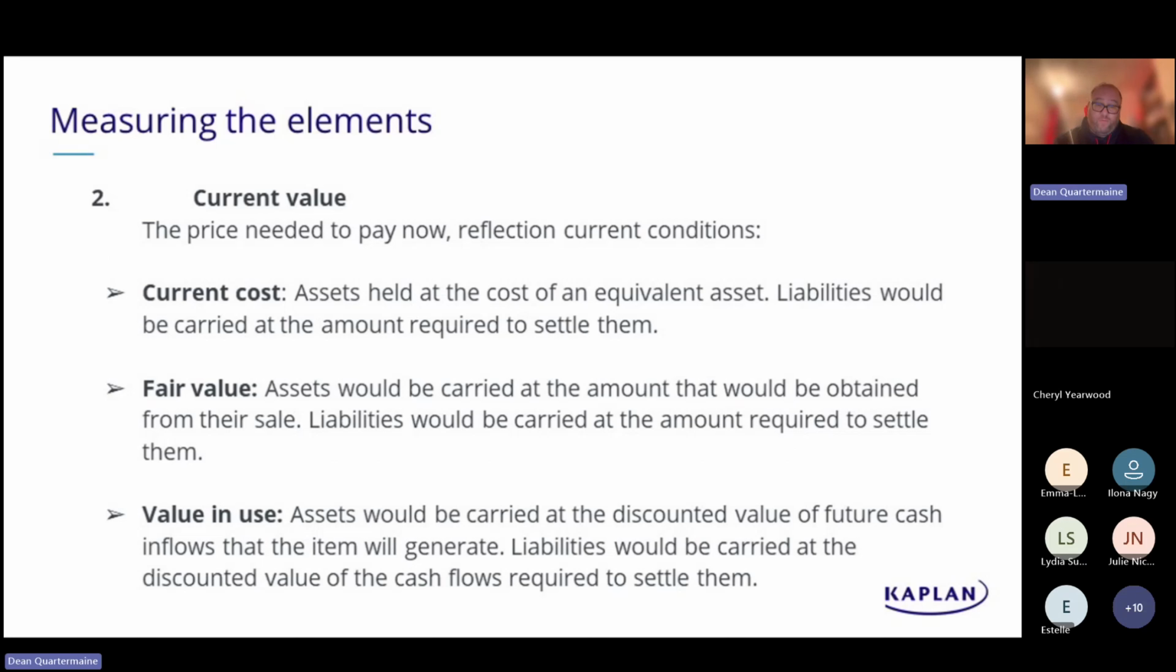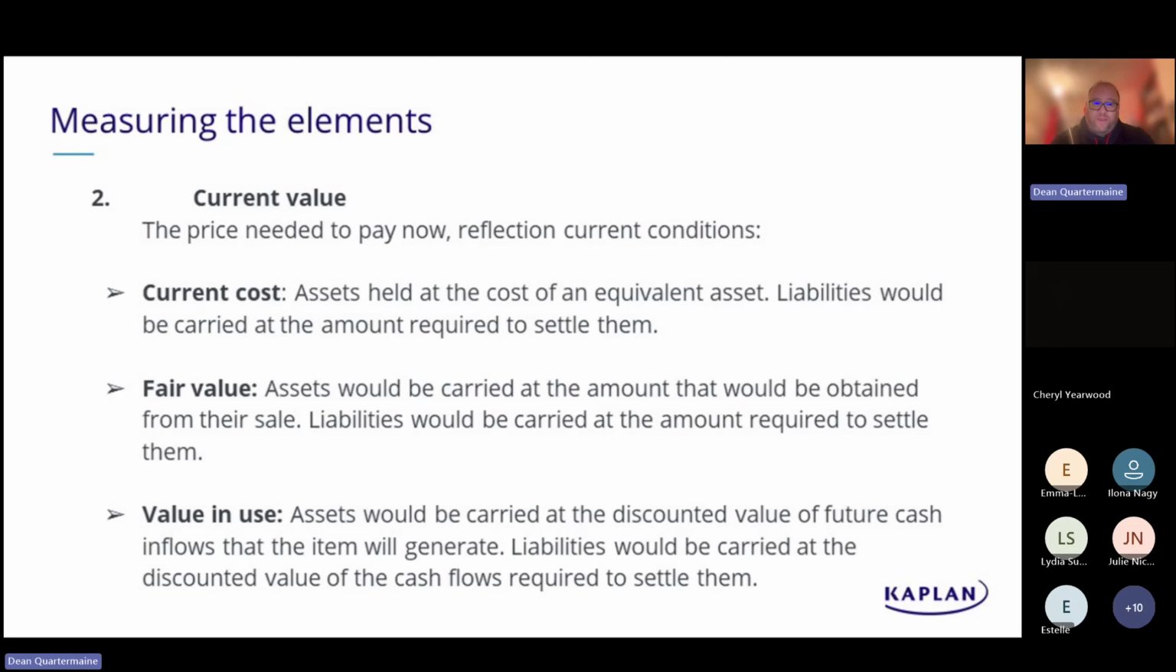Liabilities would be carried in your financial statements at the amount that's currently required to settle them, which could be a different amount to the actual liability, what you actually incurred originally. Fair value: assets are carried at the amount that would be obtained from their sale. Fair value is another word for market value. So you would recognise the assets at the amount you'd obtain if you sold them, and the liabilities would be carried at the amount required to settle the liability.